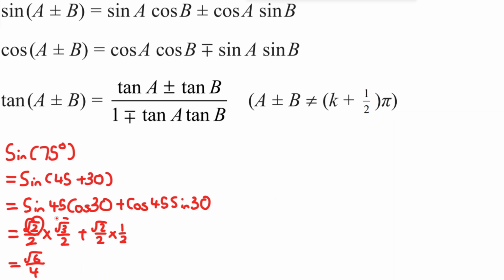So root 2 times root 3 is root 6, and then 2 times 2 is 4, like this, and then root 2 times 1 is just root 2, and then 2 times 2 is 4. So this can be written like this, and as the denominators are the same here, we can combine the numerators, so this becomes root 6 plus root 2 over 4. So the exact value of sin of 75 degrees is root 6 plus root 2 over 4.